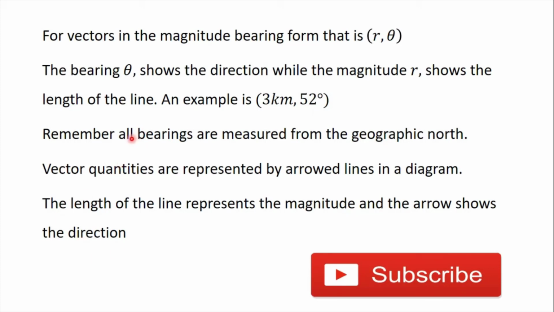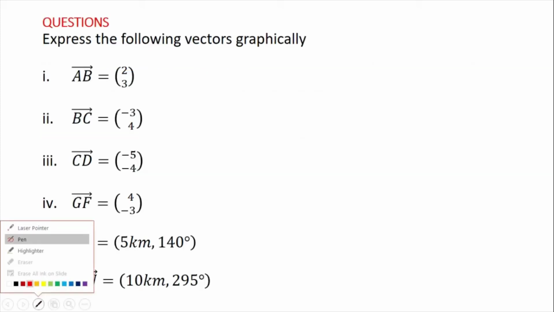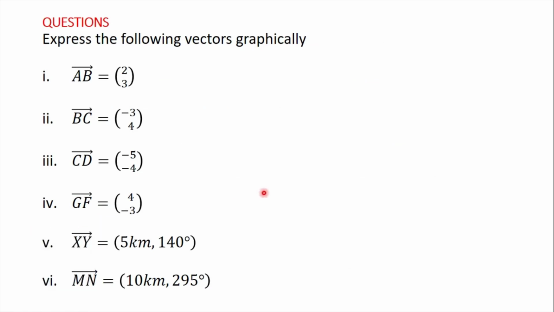Remember that when you are drawing bearings, all bearings are measured from the geographic north. Vector quantities are represented by arrow diagrams. So for the vectors that you'll be drawing, the lines that you will be showing will be arrowed lines. The length of the line represents the magnitude of the vector, and the direction of the arrow shows the direction of the vector. We have 6 questions here and we are going to solve them one after the other.